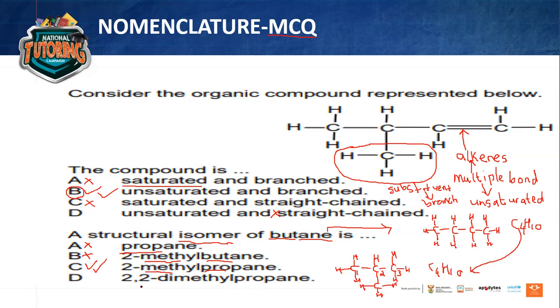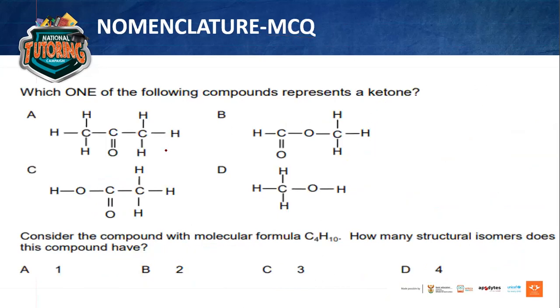And I need not go further, but option D was going to be wrong because dimethyl means 2 methyls. So it's 2 carbons plus prop, 3 carbons. So I would have a total of 5 carbons. So it would not qualify as a structural isomer.